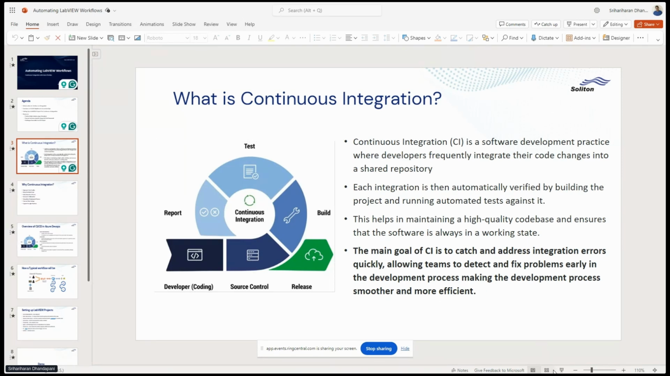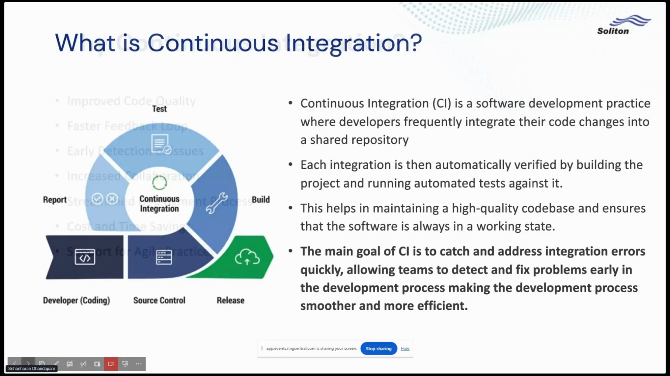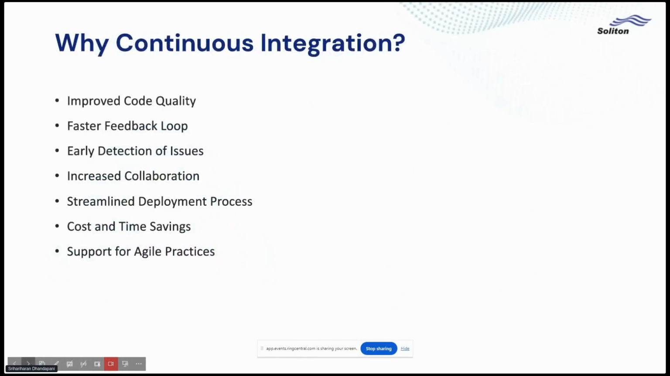So now we have a question: why do we need continuous integration? The main thing is it will give a faster feedback loop and early detection of issues, and it helps in saving cost as well as the time we spend in understanding integration issues. And it also helps in supporting agile practices.